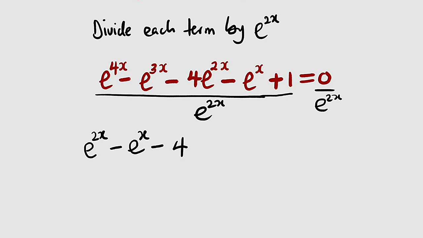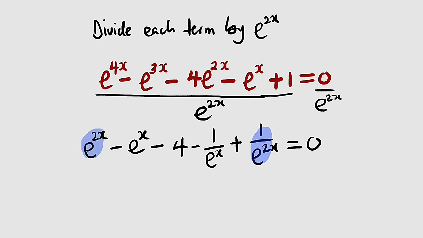Minus 4, because e^(2x) divided by e^(2x) is 1. Then minus 1 divided by e^x. And then the last one, plus 1 divided by e^(2x). And the right-hand side remains 0, because 0 divided by e^(2x) is the same thing as 0. So I would like to connect this and this together, and also this and this together.